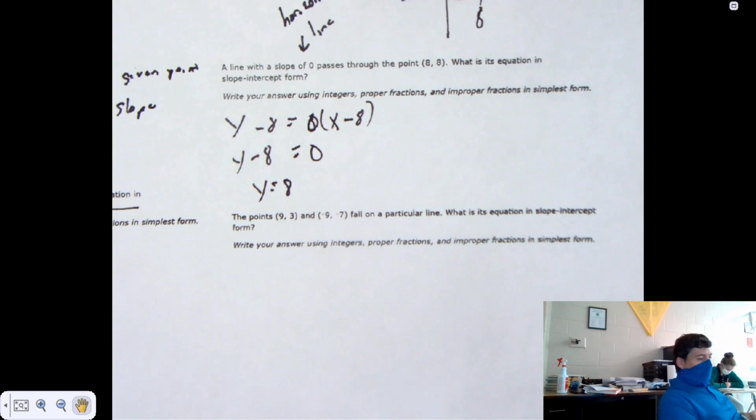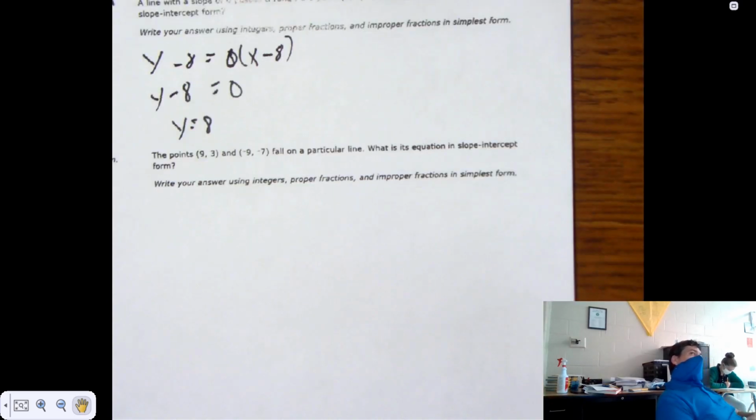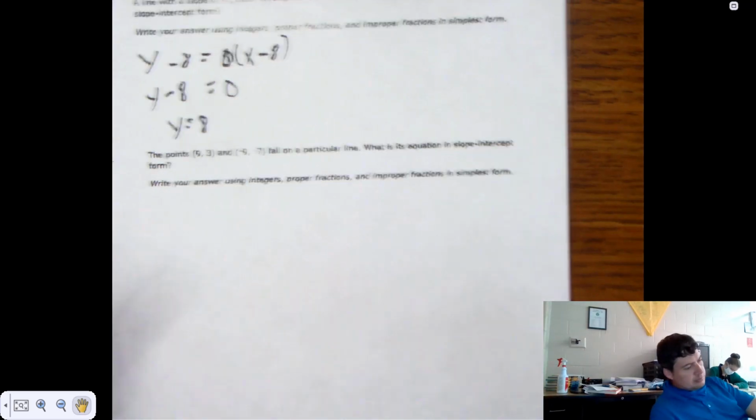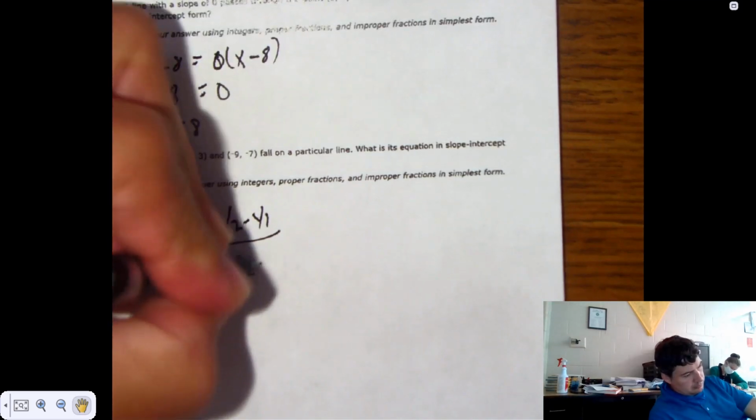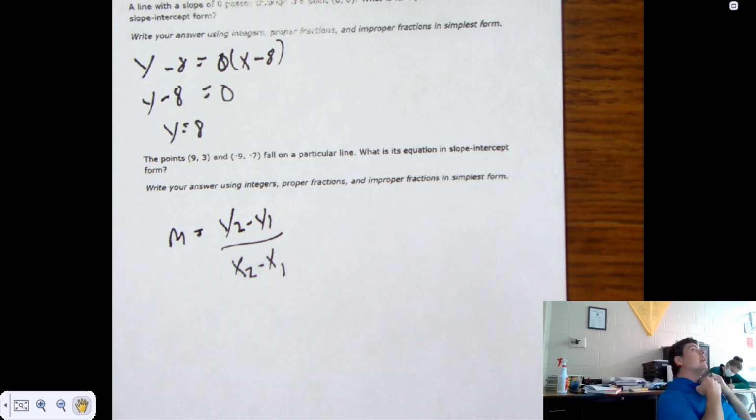All right, we'll do one more together, and then I'm going to let you all do one. Here we're given 2 points, and our task is to find the equation of the line. So I'm given 2 points. What can I find between 2 points? Slope. Of course, you have to have a formula for that. What is the formula for slope? And we'll plug in our numbers.